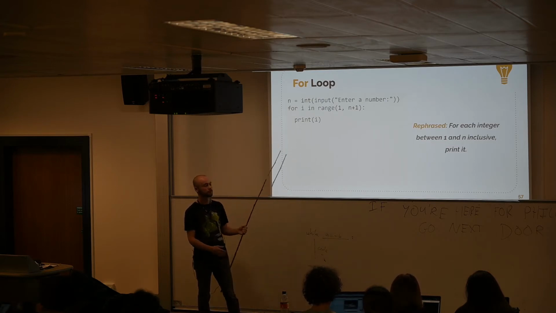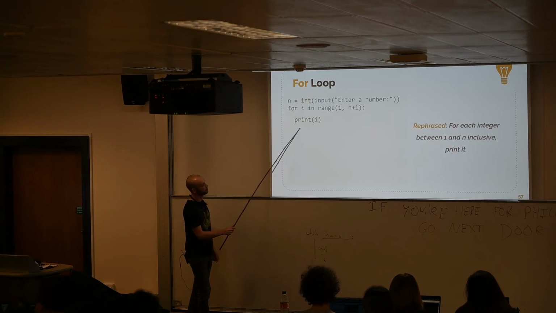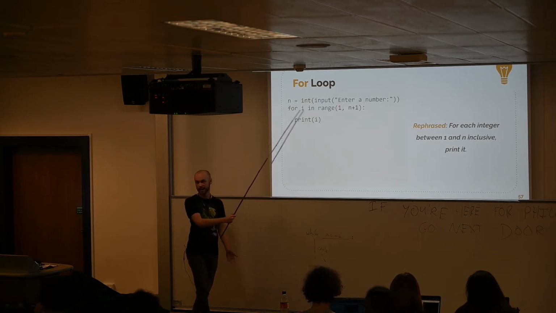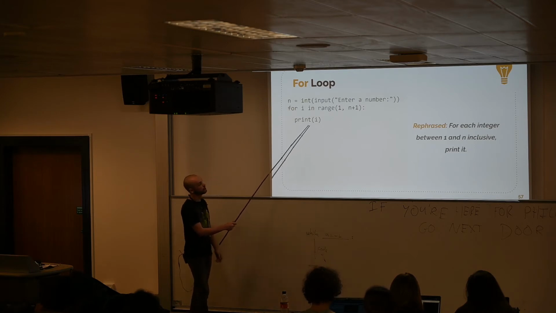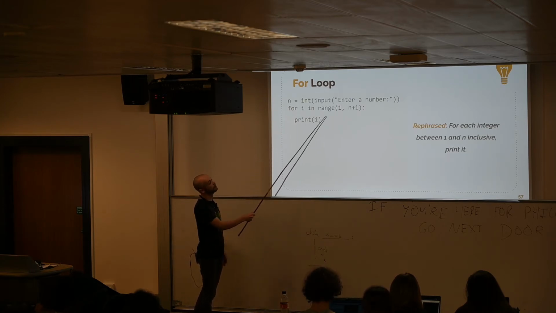So it prints 1. And then it gets to the bottom of this indented block and goes back to the top and takes on the next value of i. So in this case, it will be 2. So it will print 2. And then it will go back to the top, 3, print 3.